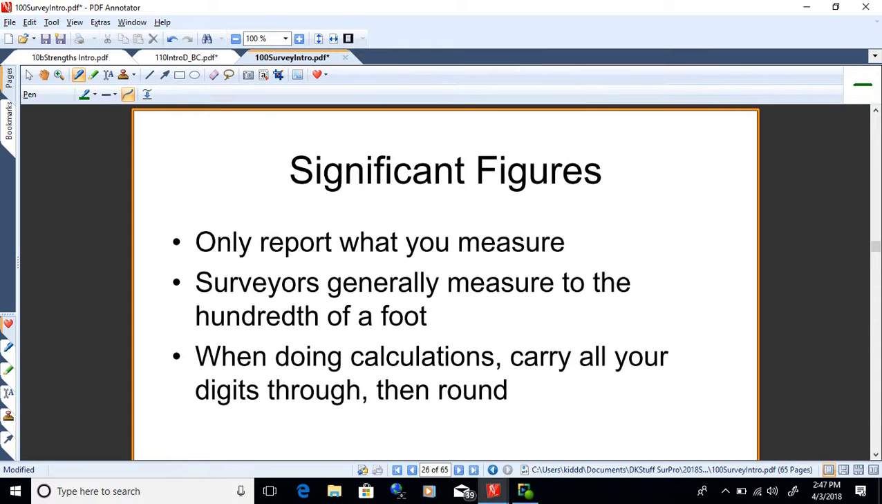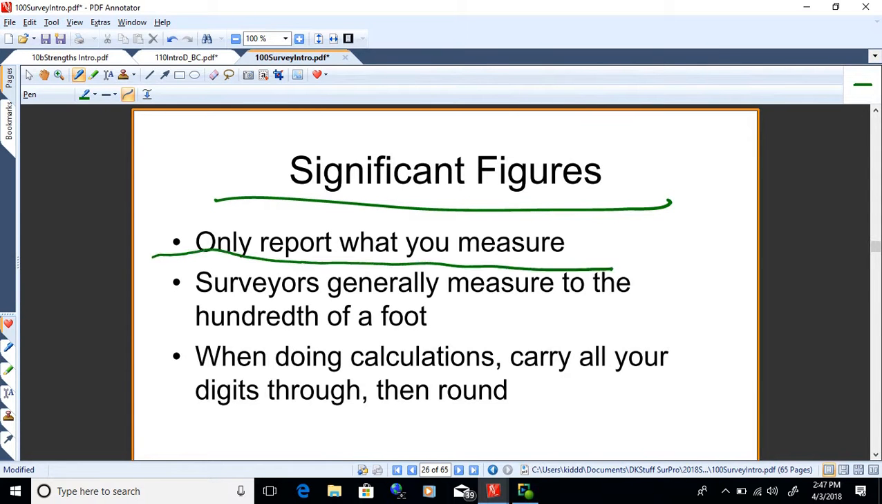Now, significant figures. This is important too. The general rule is only report what you measure. Okay? Now, surveyors generally measure to 100th of a foot, but not always. So you report what you measure. Okay?